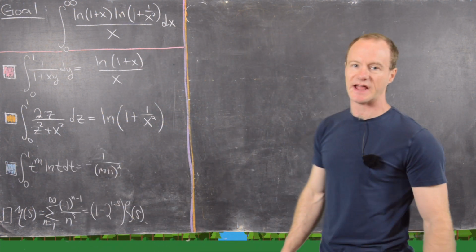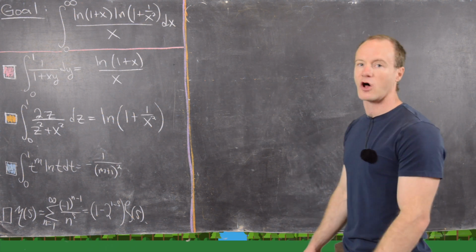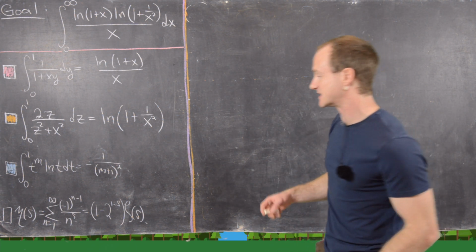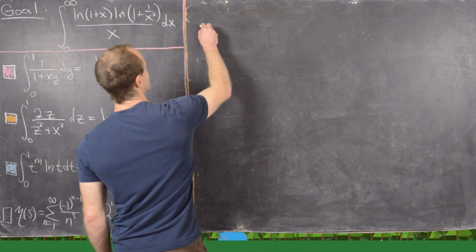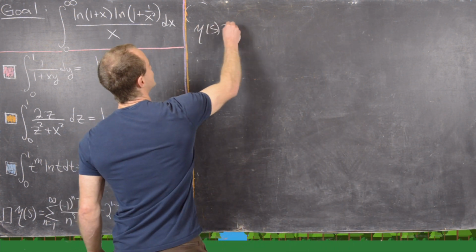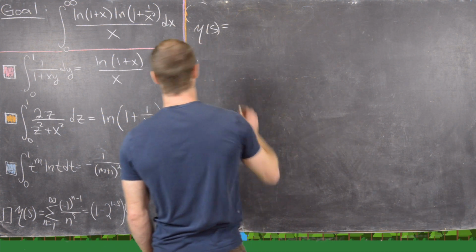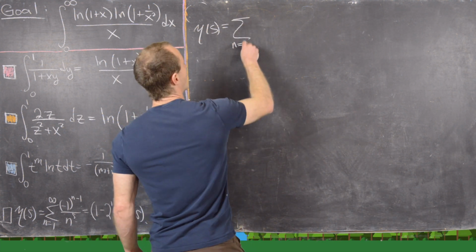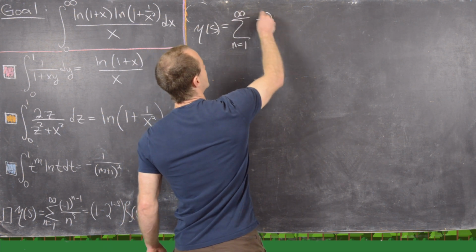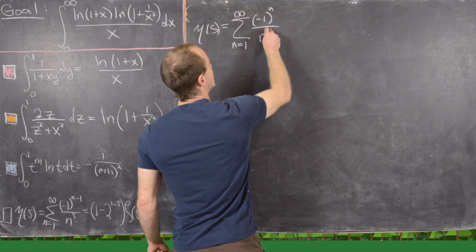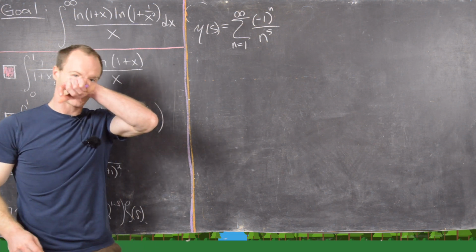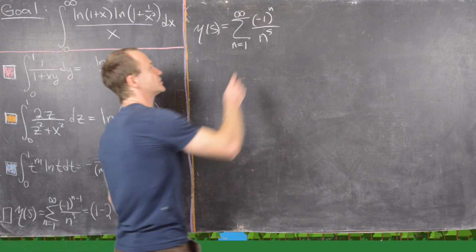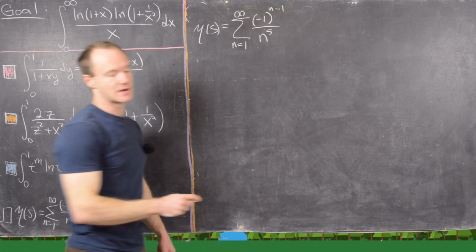which involves the Dirichlet eta function. In other words, the alternating Riemann Zeta function and the Riemann Zeta function itself. So let's see how this is going to go. So we can say, well, let's just start with the left-hand side. So eta of s is equal to the sum n equals 1 to infinity of negative 1 to the n over n to the s. So notice this is the sum over all even and odd terms. Sorry, this should be negative 1 to the n minus 1 up there.